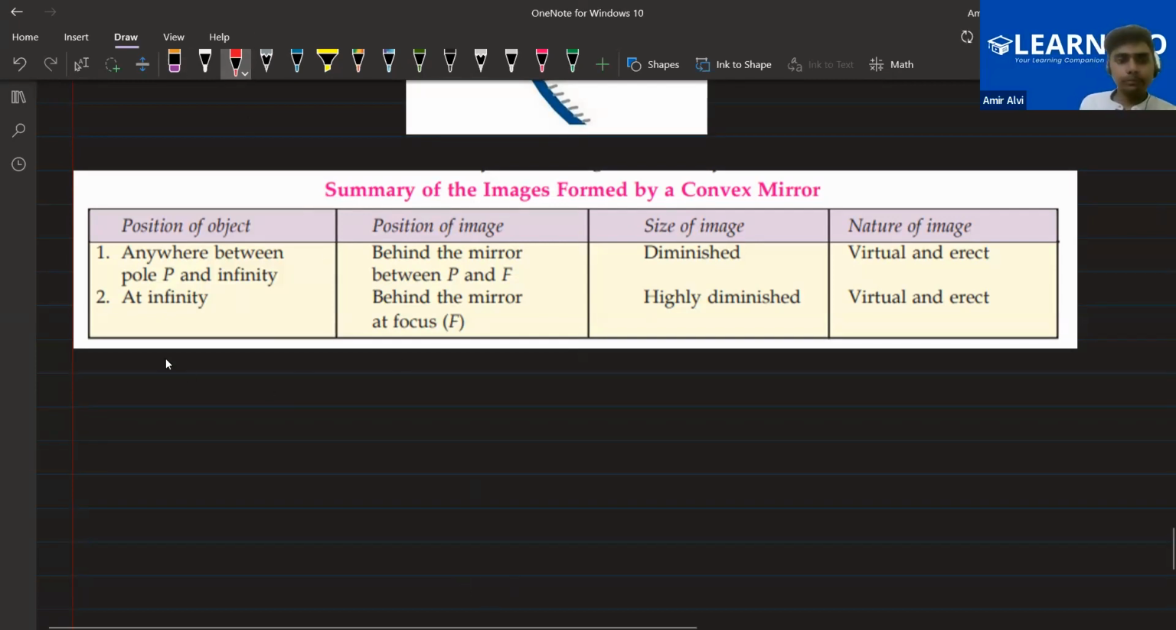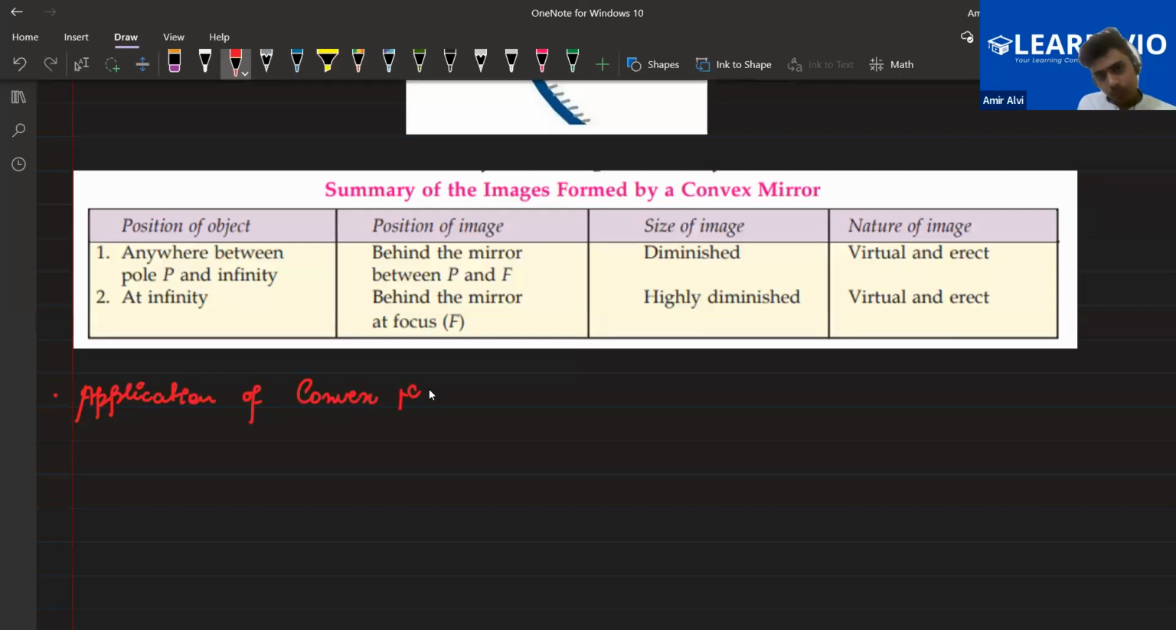So let's move to the uses of the convex mirror, or applications of the convex mirror. The first use of the convex mirror is that we use these mirrors as rear view mirrors.